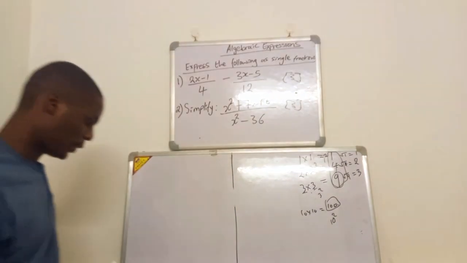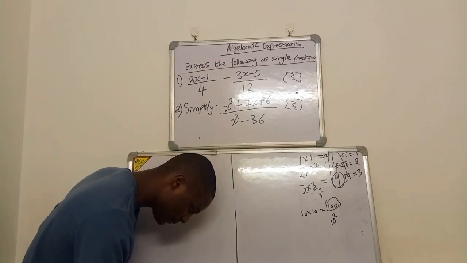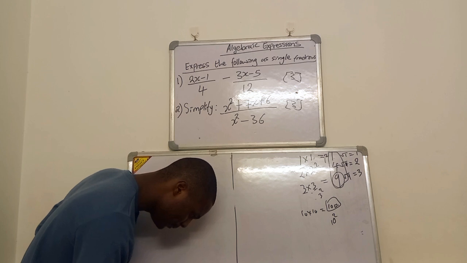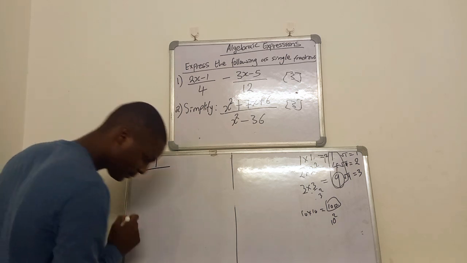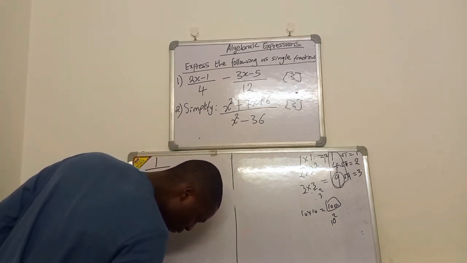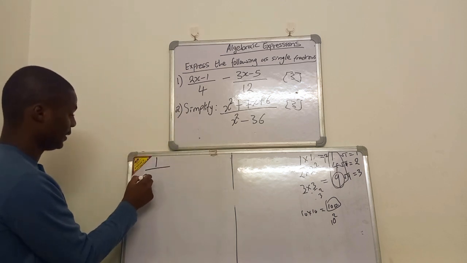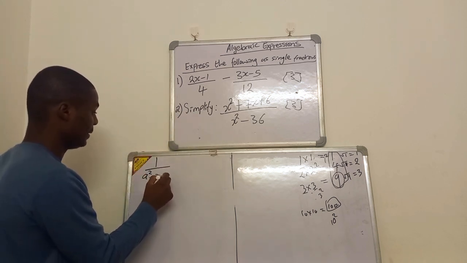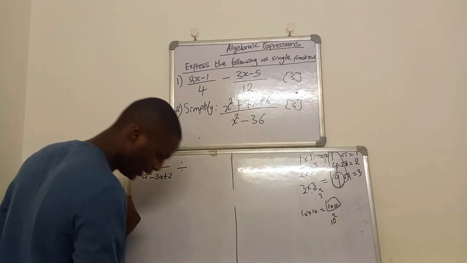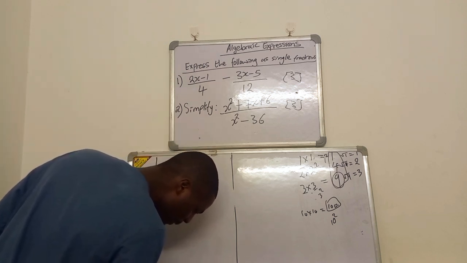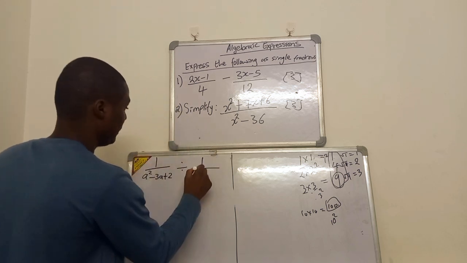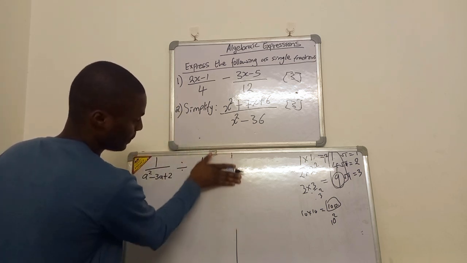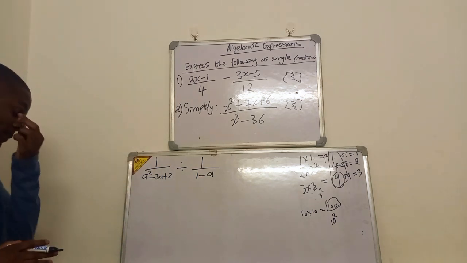Okay, so let me work out the last equation. I have 1 over a squared minus 3a plus 2, divided by 1 over 1 minus a. I have this expression here.